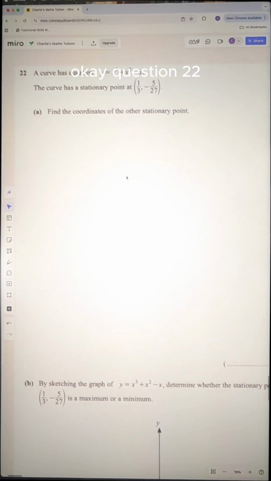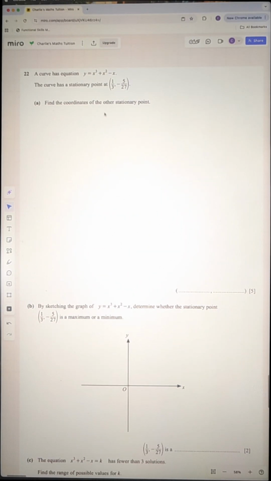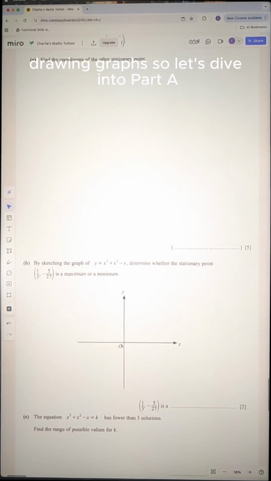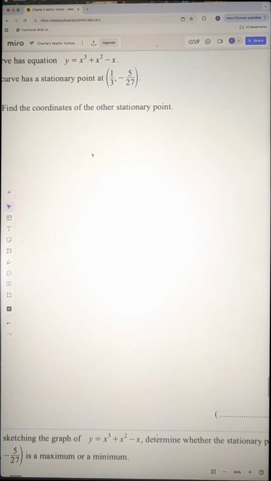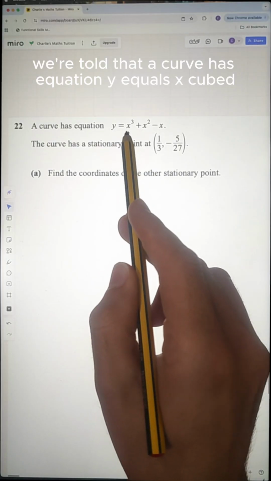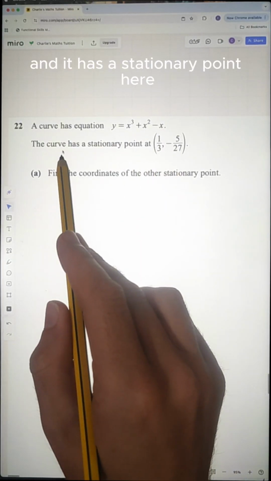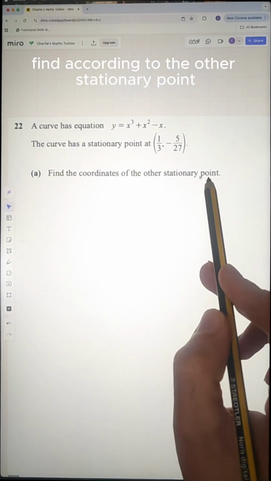Okay, question 22. We have this 9-mark question on stationary points, differentiation, drawing graphs. So let's dive into part A. We're told that a curve has equation y equals x cubed plus x squared minus x, and it has a stationary point here. Find the coordinates of the other stationary point.